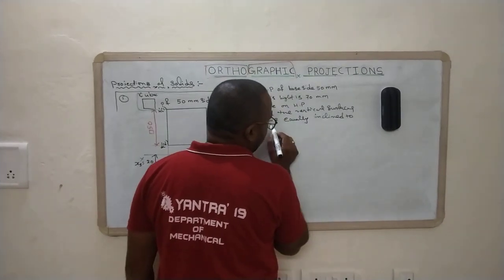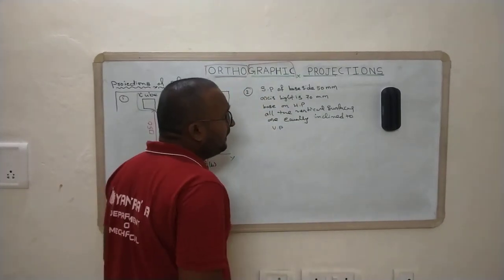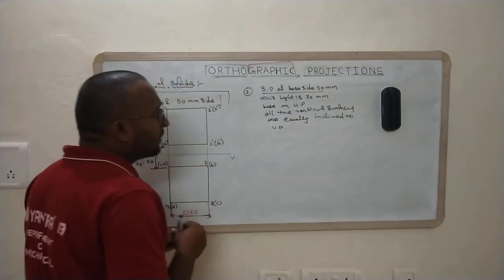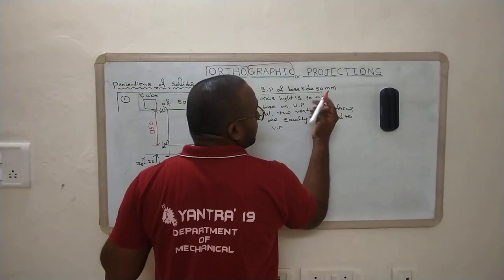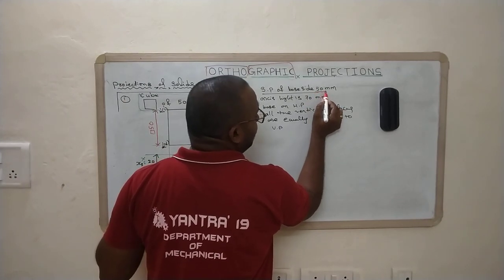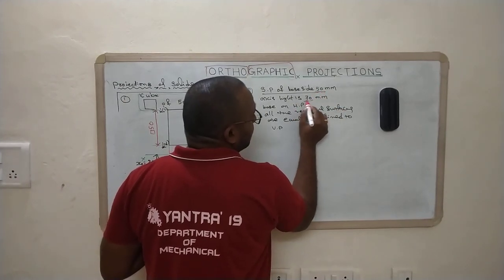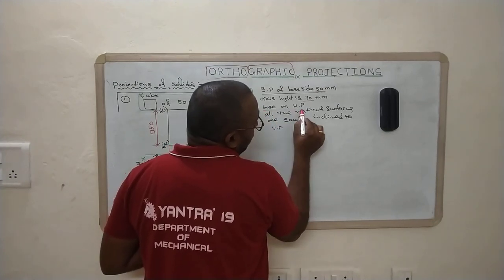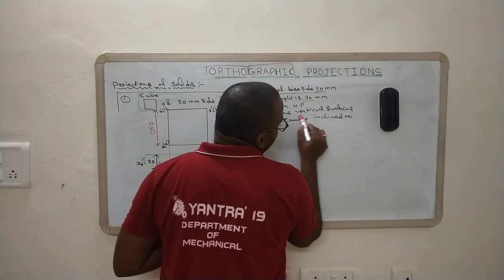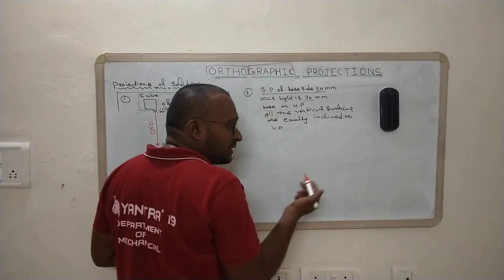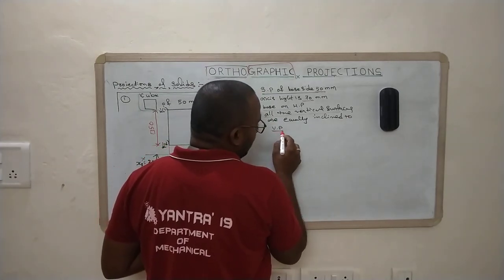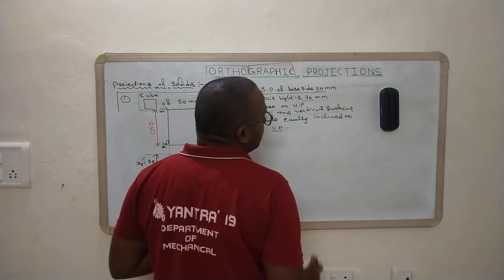So here you can see the first statement is the geometry of the given problem, which consists of a 50 mm base side, that is a square, and then the axis height is about 70 mm, and the base is on HP. All the vertical surfaces, that means rectangular surfaces, are equally inclined to the VP. So please note that.